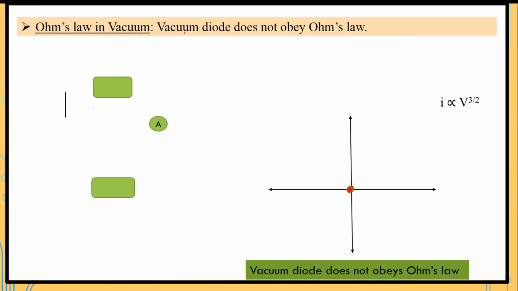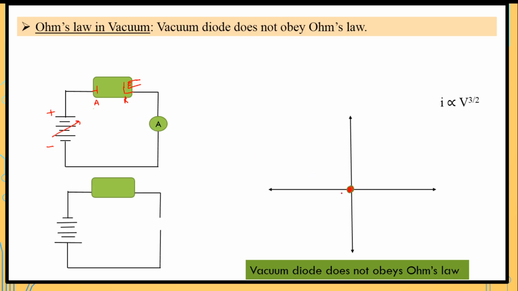Suppose we take the vacuum diode. In the vacuum diode, here we have connected the positive terminal, here we have connected the negative terminal. Here this is the cathode, this is the anode. Here is the heater; due to the heating, thermionic electrons are emitted and they will be attracted toward the anode. This is the anode, this is the cathode, and at different values of voltage we will measure the current, and we will get the graph in a curve manner. So I is directly proportional to V to the power 3/2.